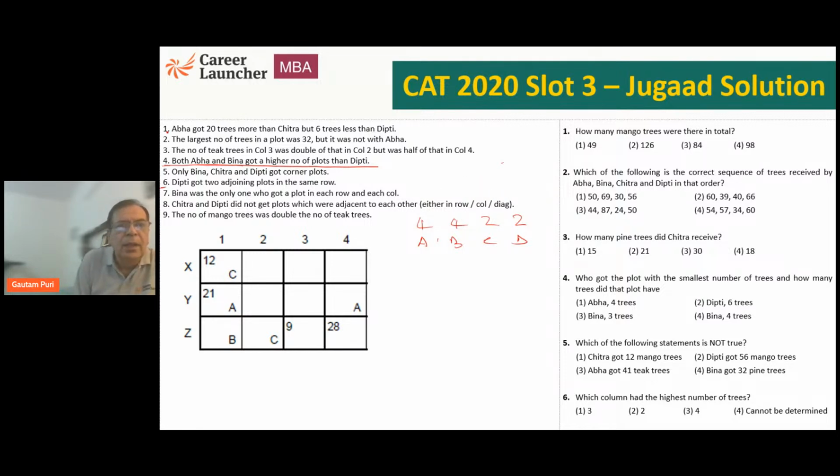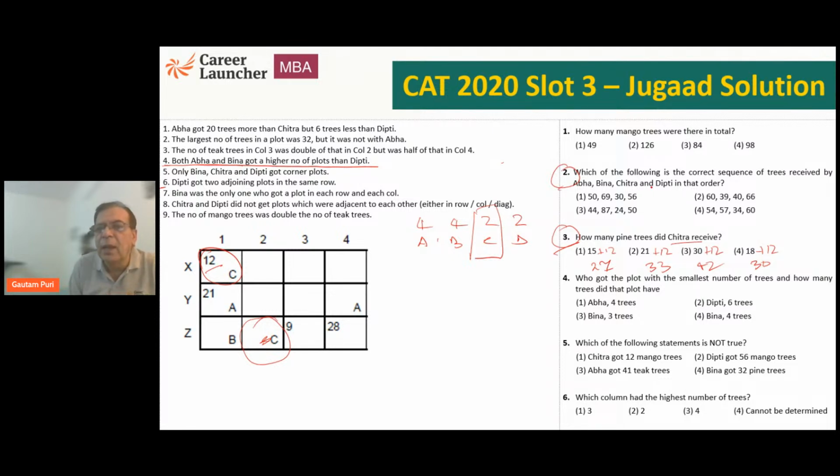Then the important questions for us were these two. The moment I know Chitra has got only 2 plots, one plot is already here. This is the other plot. And question 3 says how many pine trees did Chitra receive? I can find the total number of trees with Chitra can be either 12, 15 plus 12, 27. If this is 15, this already is 12. Similarly, it can be 21 plus 12, 33, or 30 plus 12, 42, or 18 plus 12, 30. These are the only 4 possibilities.